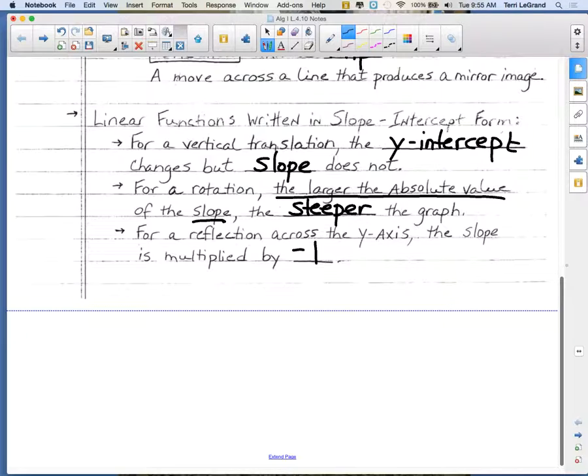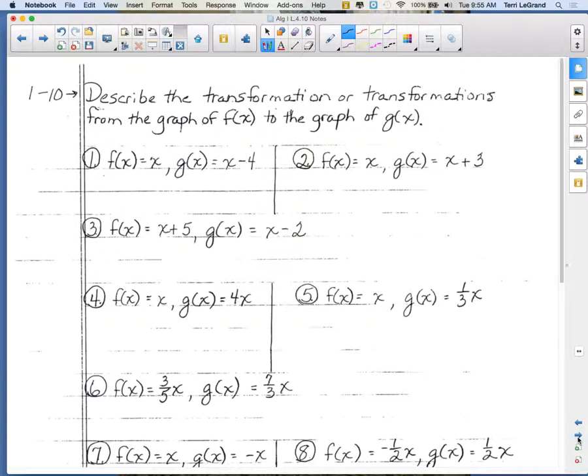Okay. Why don't you go ahead and turn those off, and then we'll use them again a little bit here, maybe. Okay. Number 1, describe the transformation or transformations. Sometimes more than one transformation occurs from f of x to the graph of g of x. g of x just means we have a new function that's going to be in this same family. So f of x is the first function, g of x is the second function. They're both family members. Is f of x equals x the parent? Yeah, so we're going to transform the parent function by doing something to it and getting g of x, which is x minus 4. What transformation occurs here?